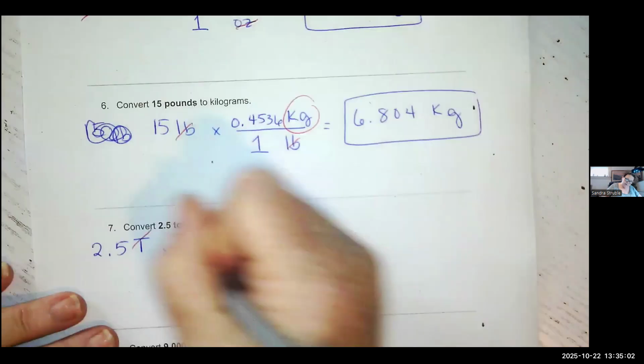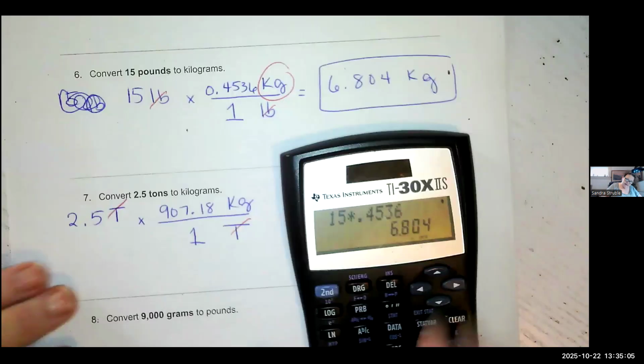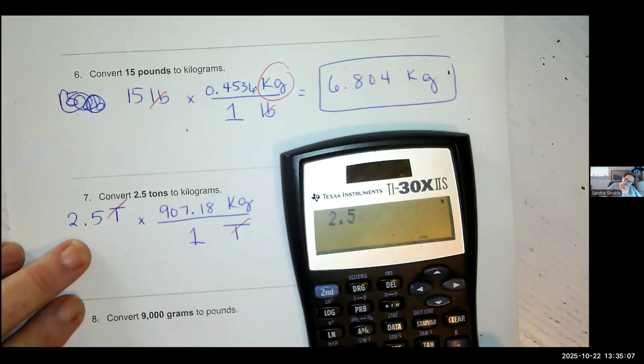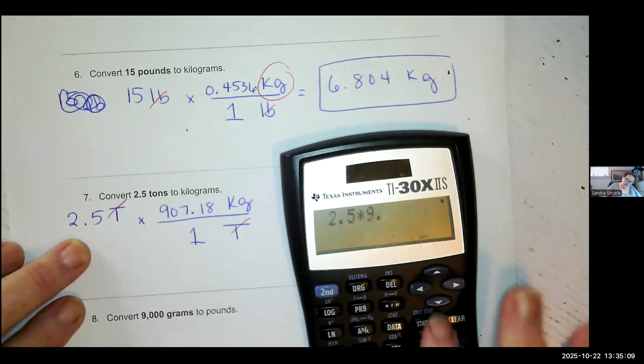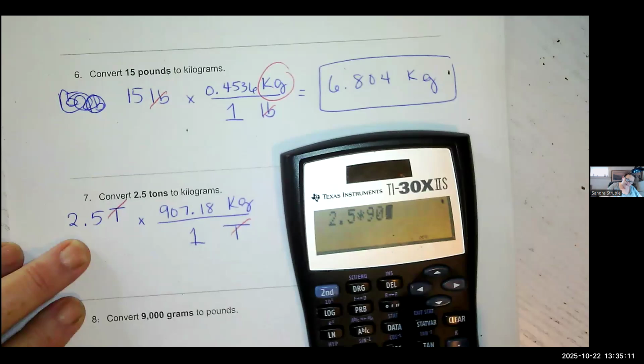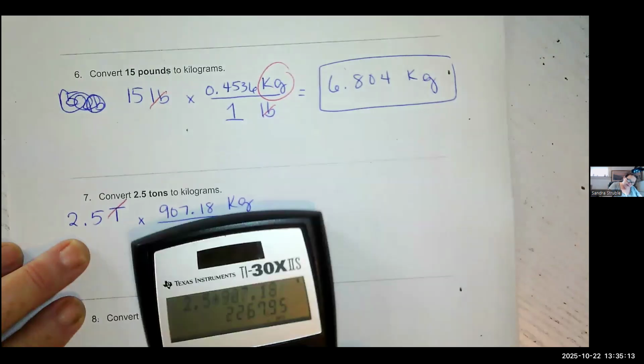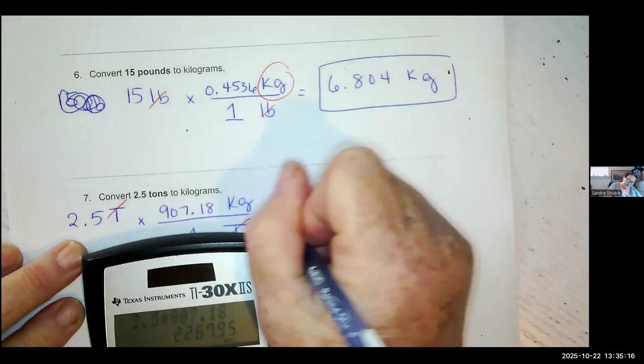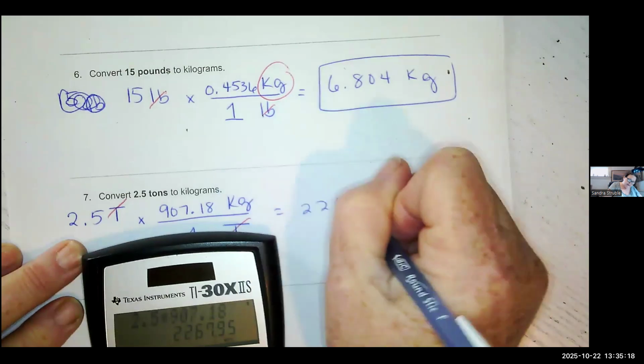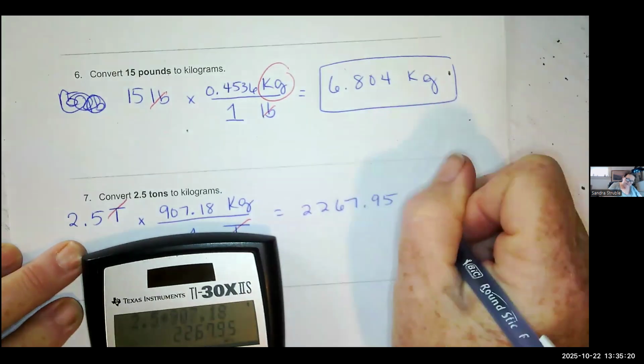And I just need to multiply 2.5 times 907.18. And that is 2,267.95. And this is kilograms.